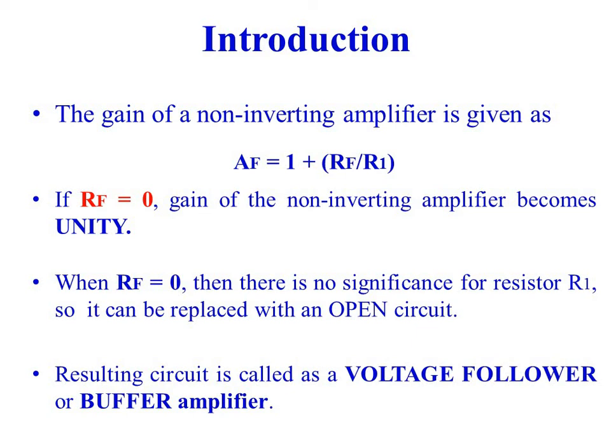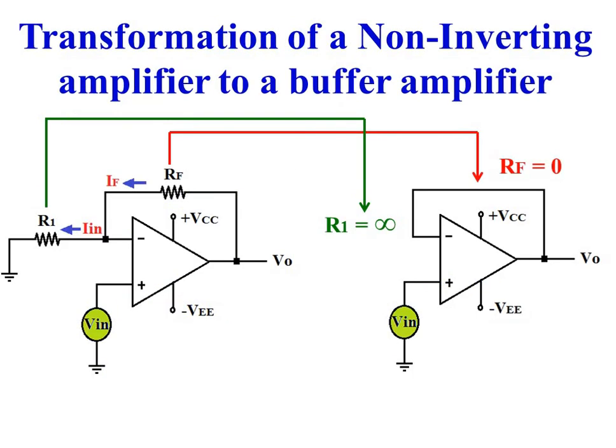When RF is equal to 0, there is no significance for resistance R1, so it can be replaced with an open circuit. The resulting circuit is called as a voltage follower or buffer amplifier. This is how a non-inverting amplifier is transformed to a voltage follower or buffer amplifier.